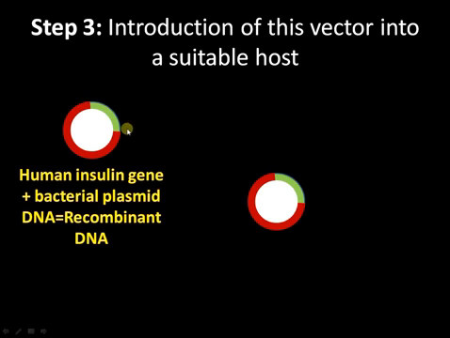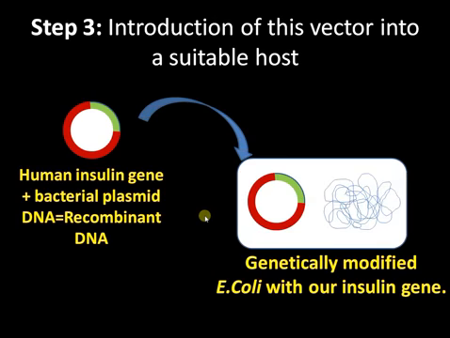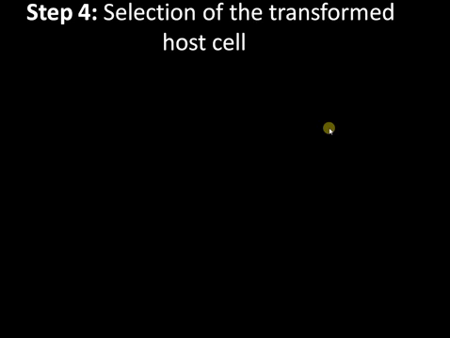So now we have our insulin gene incorporated in the vector. We need to introduce this insulin gene into a host. Most often the host is a bacterial cell, as it is simple to manipulate, and we know the E. coli bacterium very well. So I have introduced my vector with my gene of interest into a bacterial cell. Now we have a genetically modified E. coli with our insulin gene inserted inside the vector. So step 3 is over. The process is called transformation.